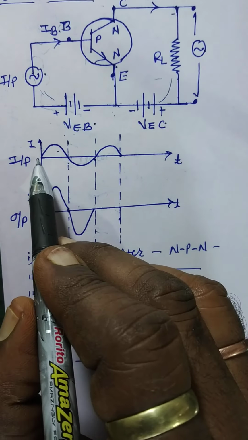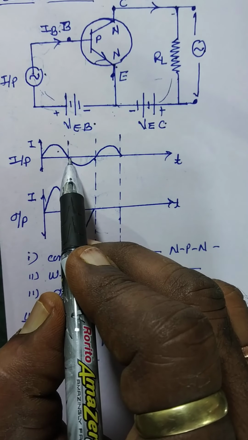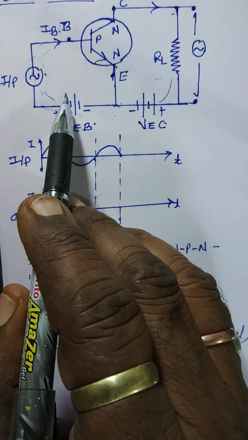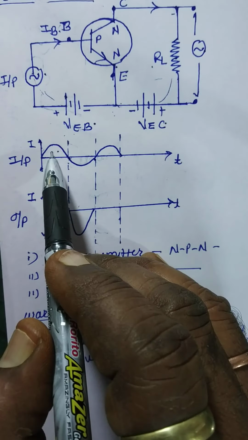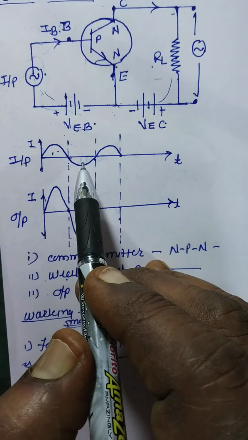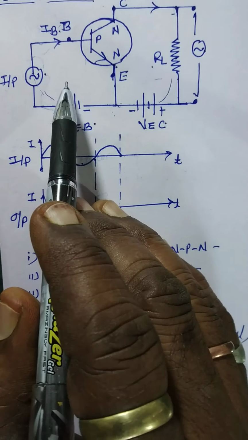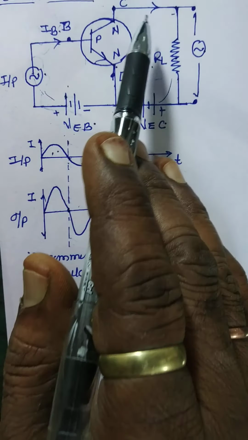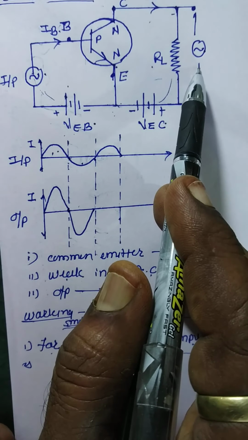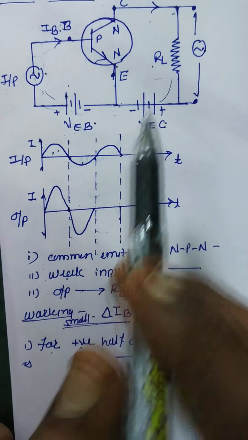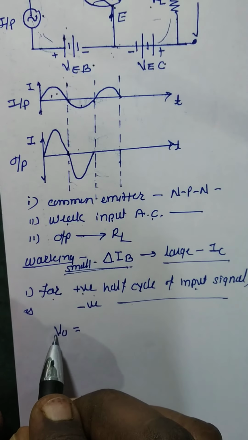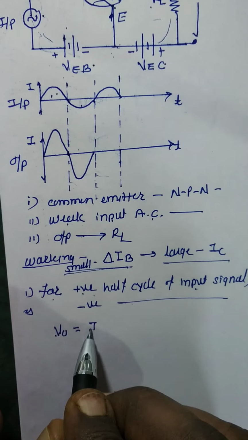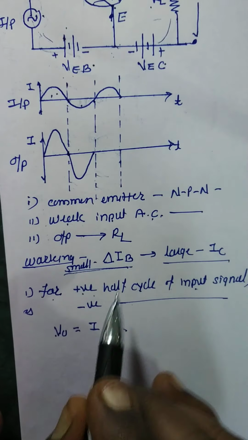Means for positive half cycle, forward bias increases, collector current increases, automatically output potential increases. For negative half cycle, forward bias decreases, collector current decreases, and hence output voltage also decreases. The output voltage V0 is equal to what is potential? That is current into resistance.